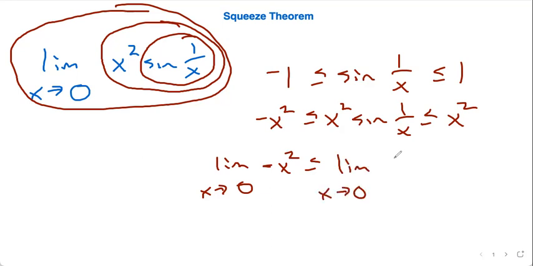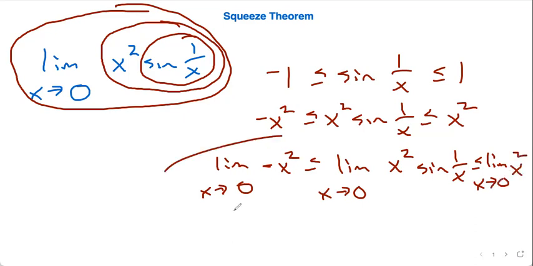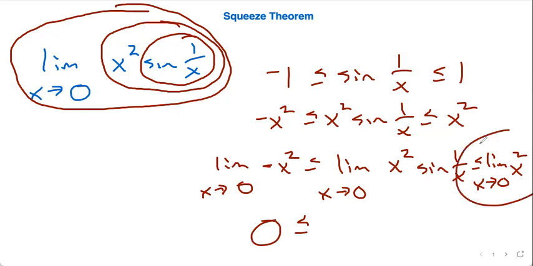Because what the squeeze theorem states is basically if both ends give you the same answer, then it squeezes the middle to only one possible solution. So on the left-hand side, you directly substitute in and you get 0. On the right-hand side, you directly substitute in and you get 0. So therefore, the middle has got to equal 0.